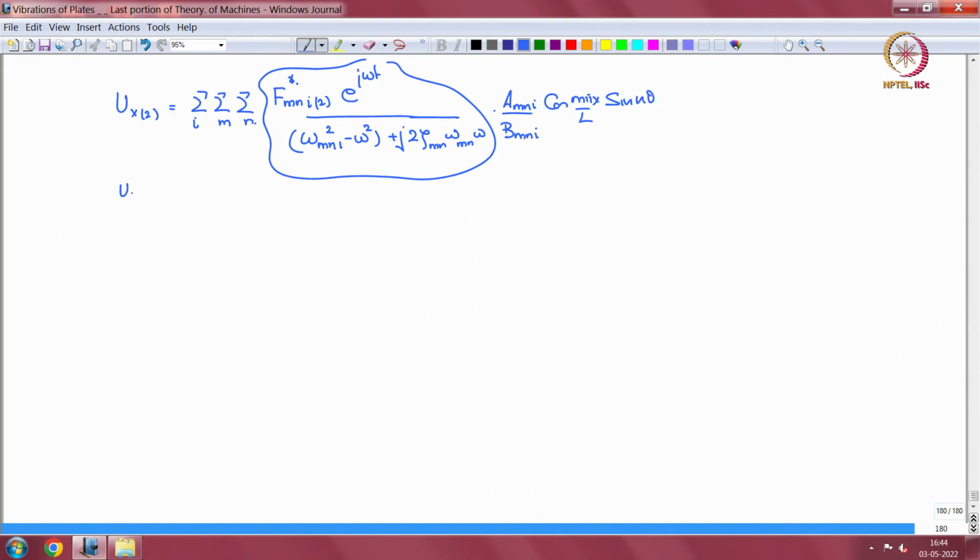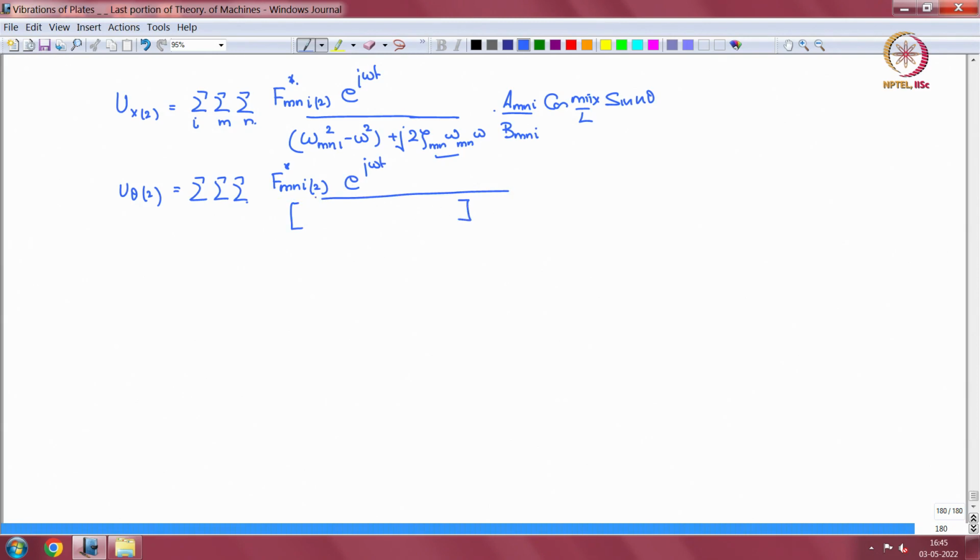Then u theta 2, u theta of the second set, is same I m n, f m n I 2 star, then e to the power of j omega t, the same frequency term, into the mode shape, which is minus, that you should remember, B m n i by C m n i, sine m pi x by L cos n theta.